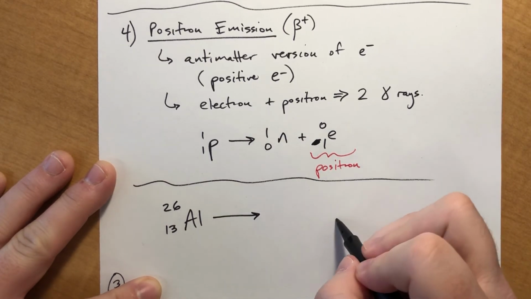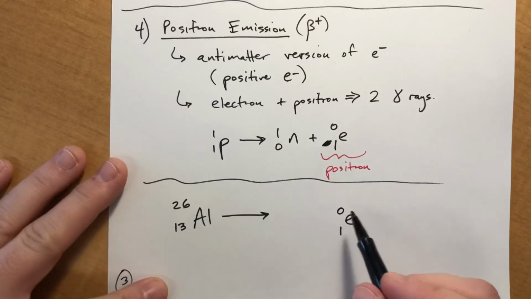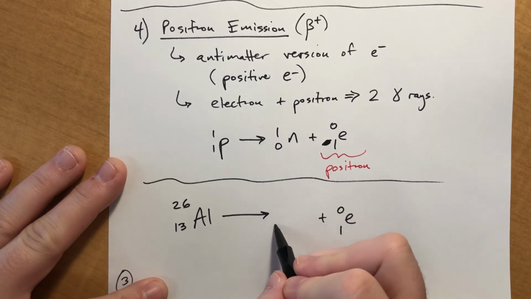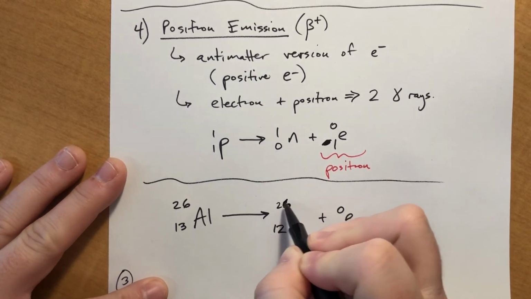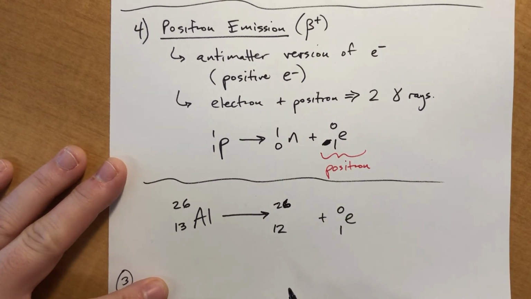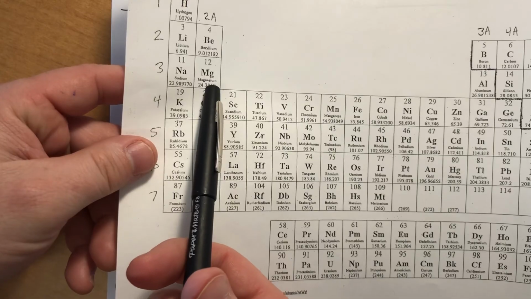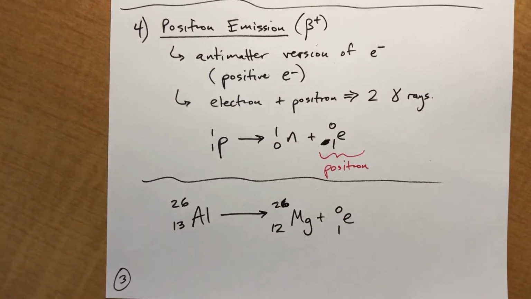And so what happens is, this positron gets emitted. It says emission, so it's going to be on the product side. Well, to make the numbers work out, this would have to be a 12. The mass doesn't change, so that's still 26. I don't know why I wrote 23. Element 12 is magnesium. So this is a magnesium. Not too bad yet, right?